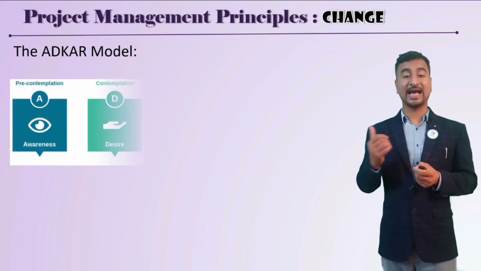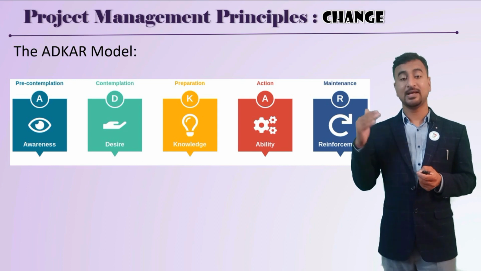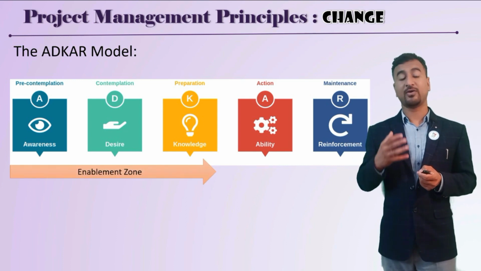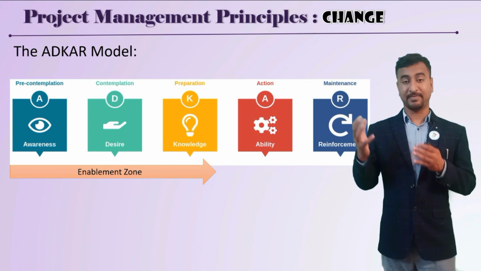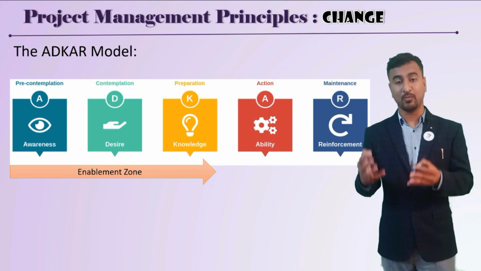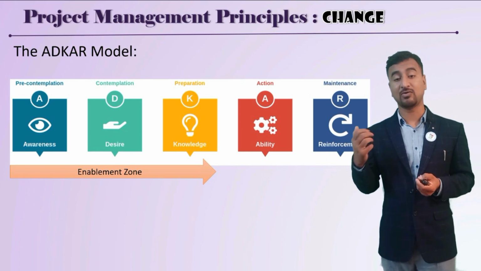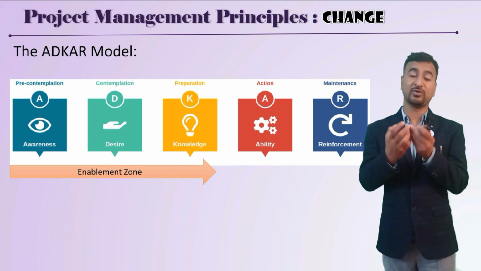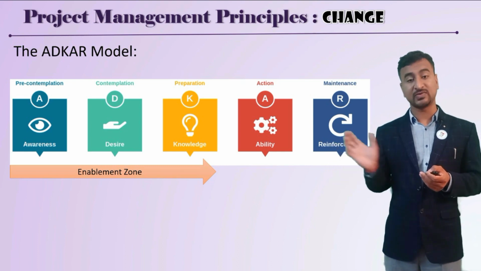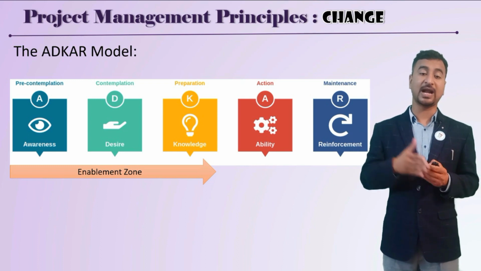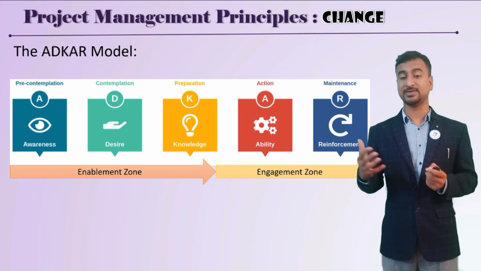ADKAR is a model where A stands for awareness, where you have to be aware of the change. D stands for desire, how you can make everyone come on board to achieve that particular change. And finally knowledge, what things are required for the change: the best practices, tools and techniques and all that. These three components are the enablement zone, when you prepare your organization for the transformation.